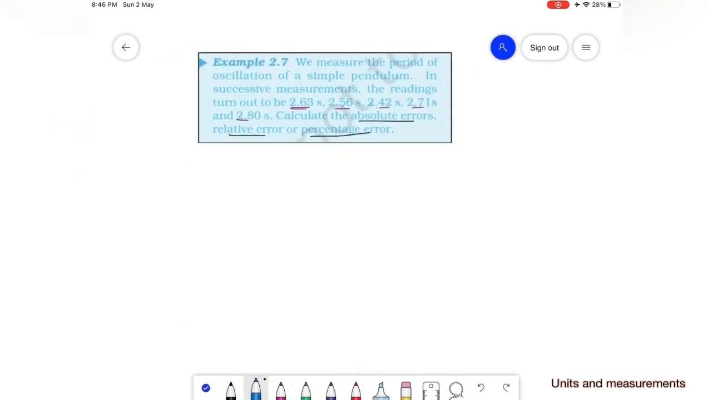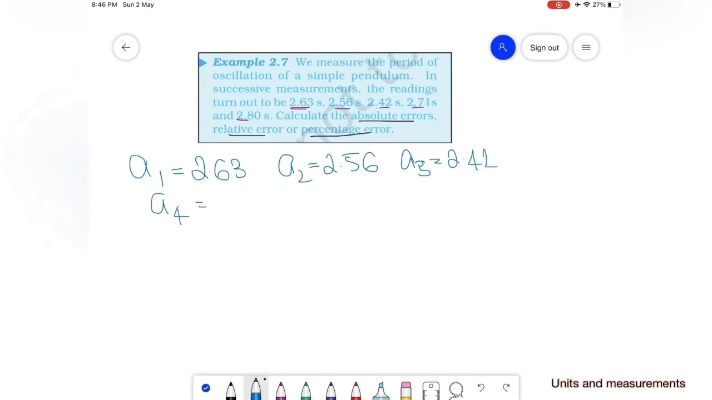Okay, so what are the values given here? What is A1? That is 2.63. What is A2? 2.56. A3 is 2.42. A4 is 2.71. A5 is 2.80. So we see that N here is 5.